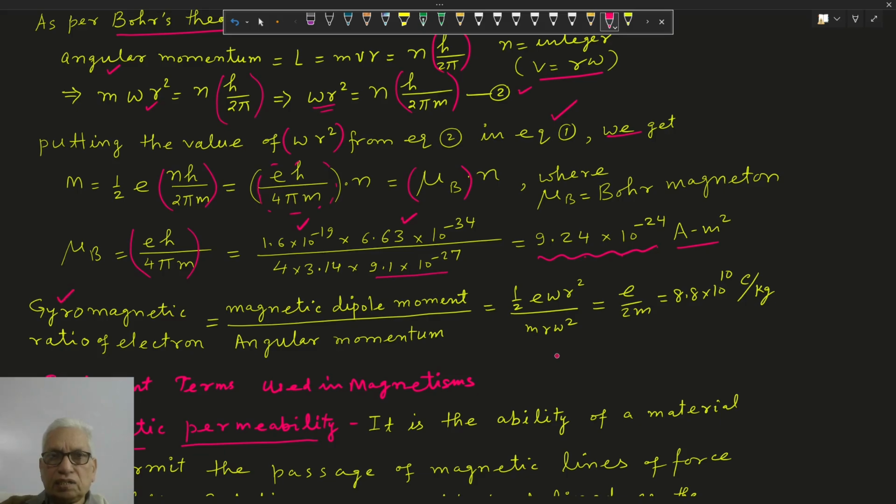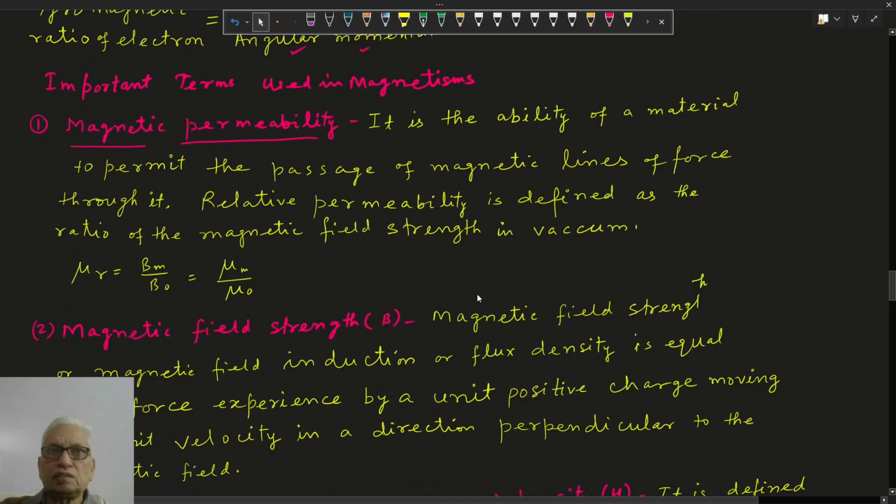Gyromagnetic ratio of electron is defined as the magnetic dipole moment divided by angular momentum. दोनों का फॉर्मूला मालूम है, मैग्नेटिक डाइपोल का 1/2 ओमेगा r square एंड एंगुलर मोमेंटम mr ओमेगा square, कैंसिल होके e/2m. ये इलेक्ट्रॉन का चार्ज, m इज द मास ऑफ इलेक्ट्रॉन, पुट करके आंसर आ रहा है 8.8 into 10 कूलम पर kg. Now there are some important terms here in magnetism.